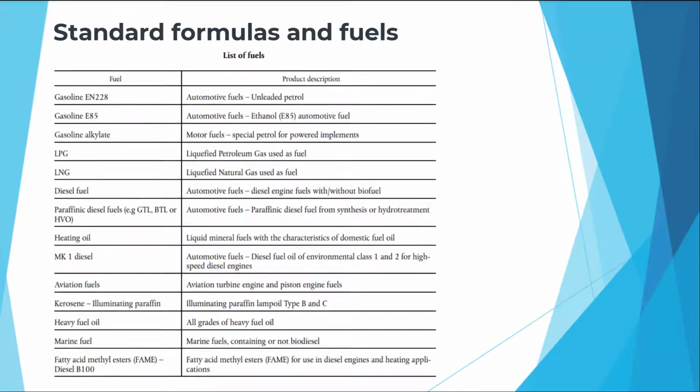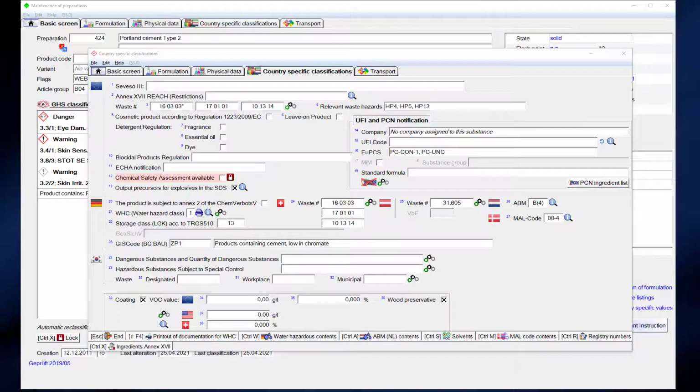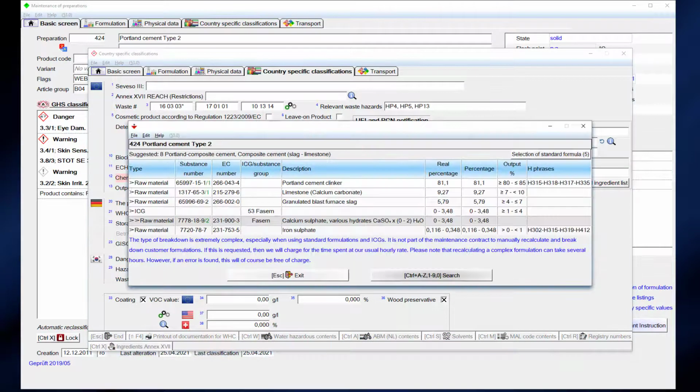Furthermore, the preparers of PCN dossiers have difficulties with certain fuels in view of the fact that the fuels placed on the market usually comply with a technical standard, but the composition itself is variable. To make such an assignment, click onto the PCN ingredient list button. As you can see, the program immediately suggests the most suitable standard formula, if that is possible.